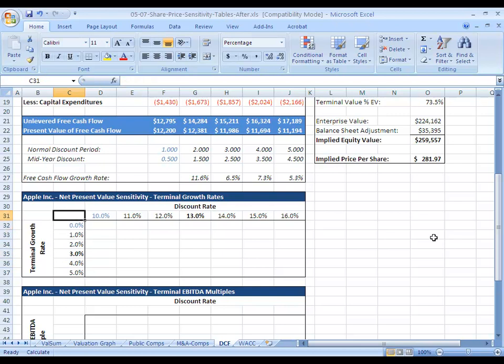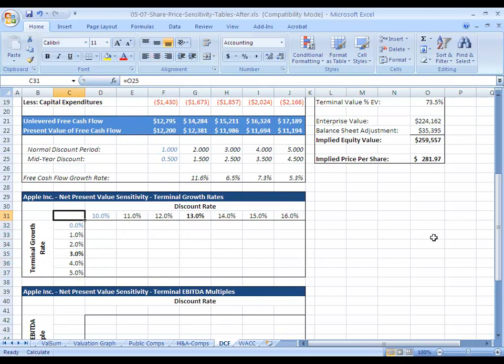Now the next step here is we want to link the top left cell of this table. So cell C31 here, the top left cell, we want to link this to the implied share price. We have that. And now what we want to do is actually calculate the sensitivity and look at the implied share price based on different discount rates and different terminal growth rates here.